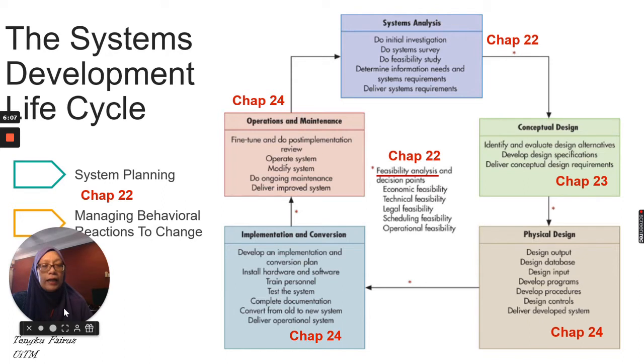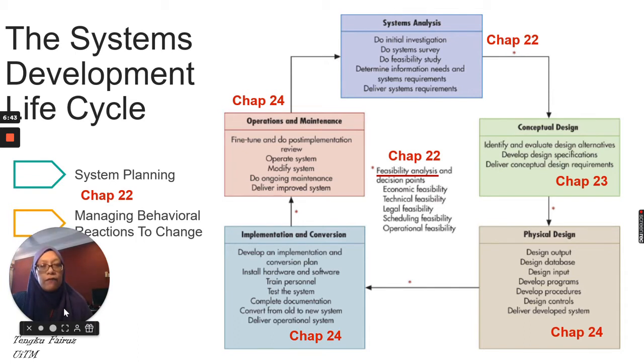Then the next phase is implementation and conversion. They will develop an implementation and conversion plan. They will do the installation. So this is where the implementation takes part. They will install the hardware and software, and other steps involved in this phase are training the personnel, the users. They will do the testing, complete the documentation, and after that they can convert from the old to the new system, and they will deliver the operational system.